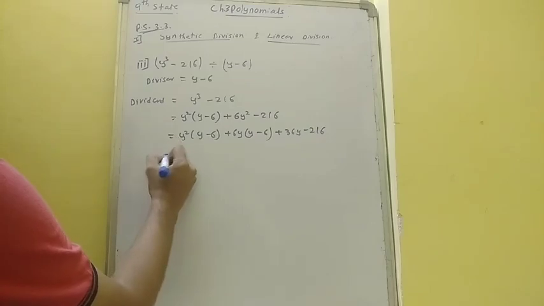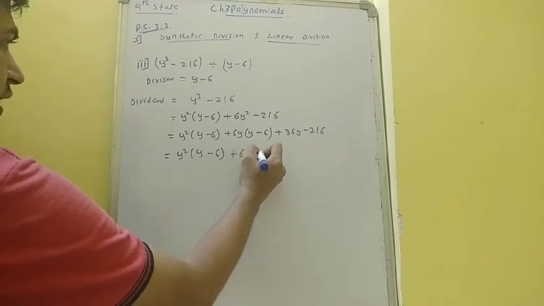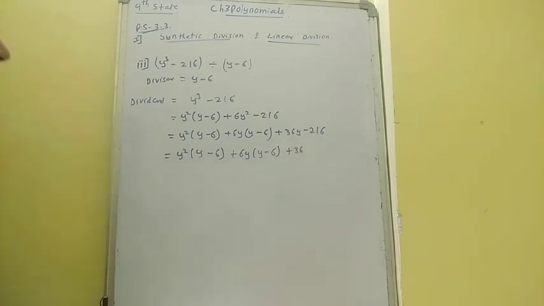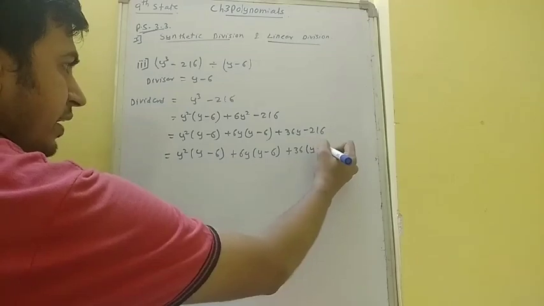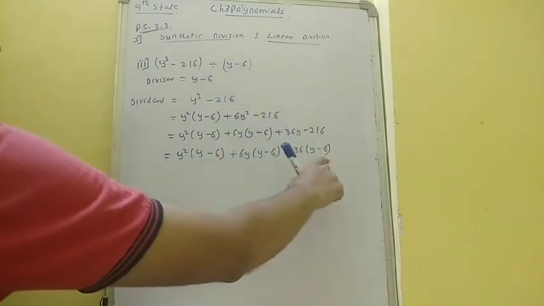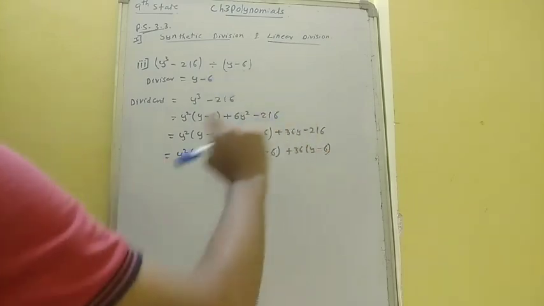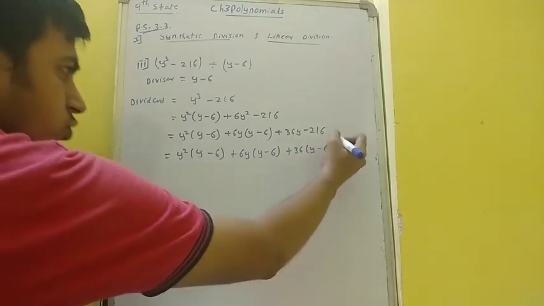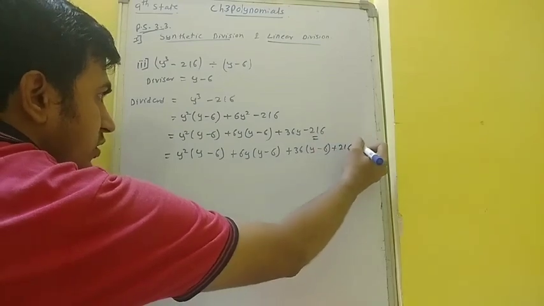Okay, now y square, y minus 6 plus 6y, y minus 6 plus, now I will take 36 common. Okay, so what is remaining inside? y minus 6, the same bracket. Okay, y minus 6. Just I am taking 36 common, so what is remaining? y, and minus 6 is extra. So 36 into y is 36y. 36 into 6 is minus 216. To balance that minus 216, I will add plus 216, and this minus 216 as it is.